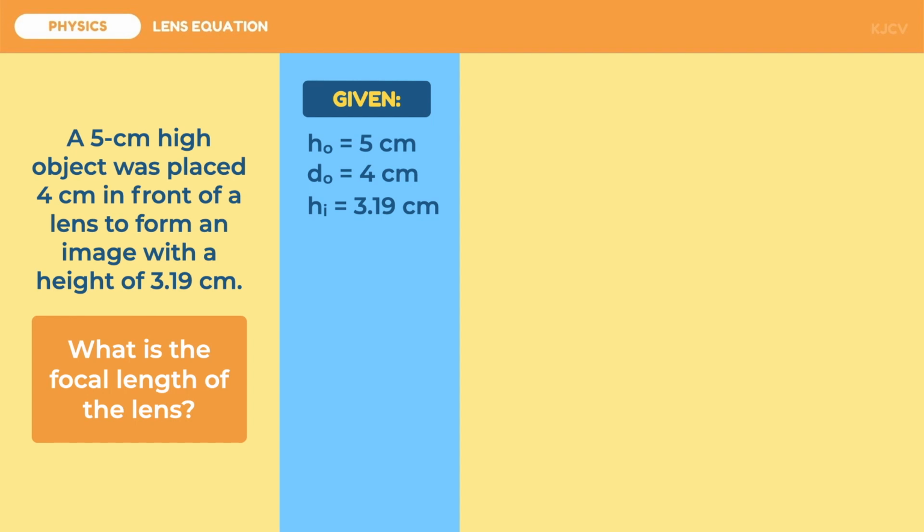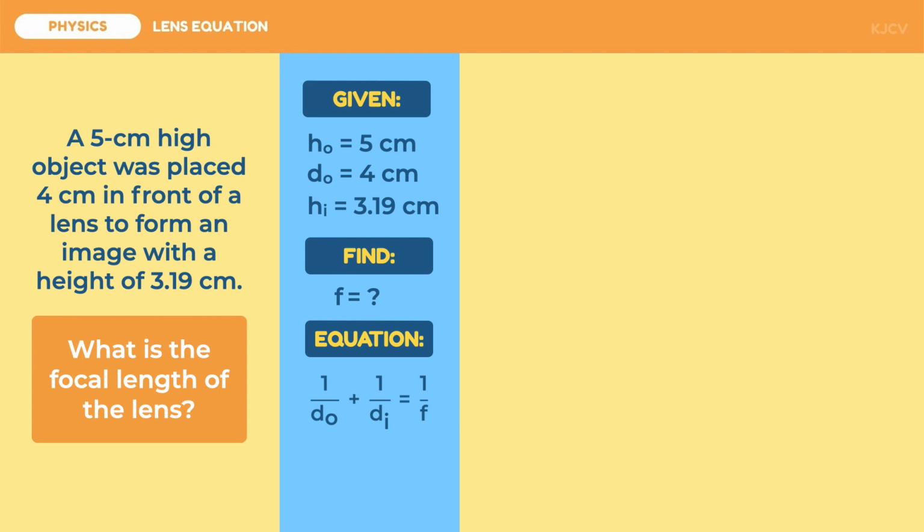Take note that since it is not specified if it is formed on the same side or the other side of the lens, or if it is upright or inverted, we are going to stick with the positive value for the image height. We are asked to solve for the focal length. Thus, we are going to use the lens equation 1 over d sub O plus 1 over d sub I is equal to 1 over f. However, looking at our given quantities, we do not have an image distance. This is the only equation that could give us the focal length. That's why we need to think of a way to compute for d sub I.